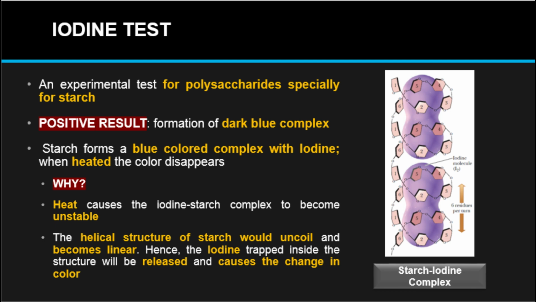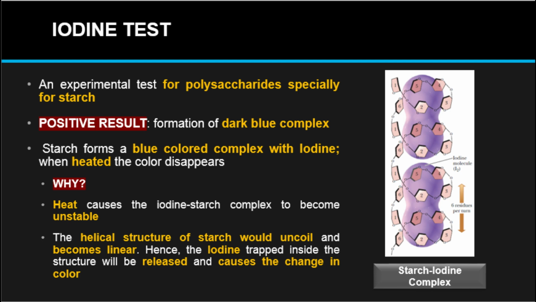When heated, the color disappears. Why is this happening? Heat causes the iodine-starch complex to become unstable. The helical structure of the starch uncoils and becomes linear. Hence, the iodine trapped inside the structure is released, causing the change in color. You can see the picture shows the starch-iodine complex.